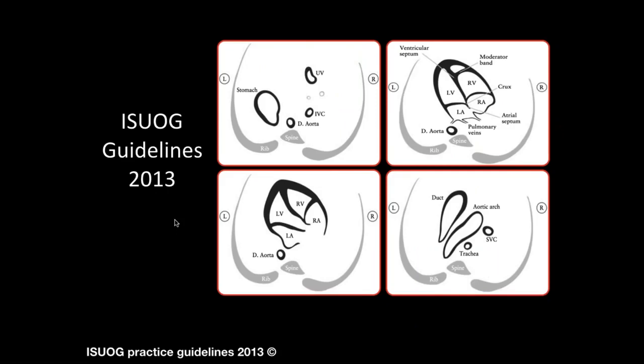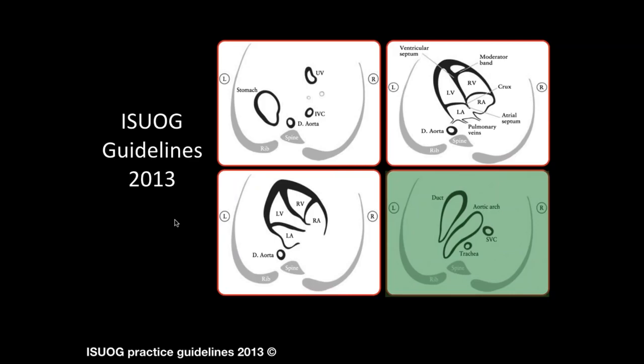If you look at the ISUOG guidelines for the performance of the obstetric ultrasound exam, you see that the three-vessel trachea view is included. Why is this the case? I think the three-vessel trachea view is an easy view to get because it's a transverse slide up into the chest. We like transverse views in obstetrical sonography. That's how we measure abdominal circumference.